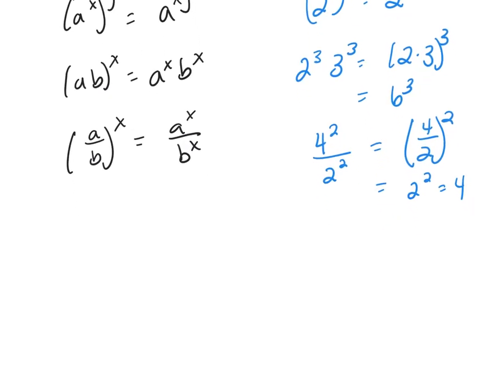And the very last rule with exponents is if I have a negative power, a to the negative x, you can turn that exponent positive by moving it to the denominator. So for example, 1 over 2 to the negative second, this is the same thing as 2 squared, or 4.